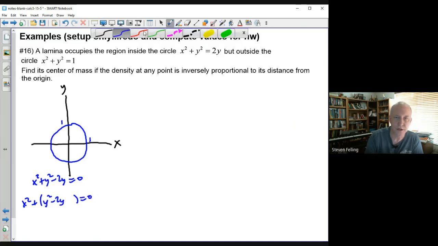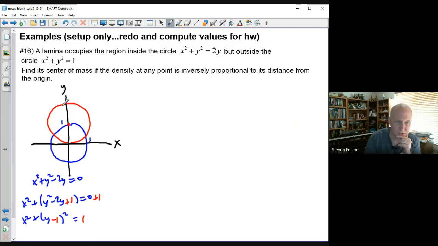Let's complete the square. So completing the square, cut this in half, get -1, square it. That's 1, add 1 to balance. So it looks like we've got a circle that's centered at (0, 1). So the second circle is centered here, and it also has a radius of 1. Okay, so here's the second circle. And the lamina occupies the region inside the red circle, but outside of the blue circle. All right, so it's this region here, right?